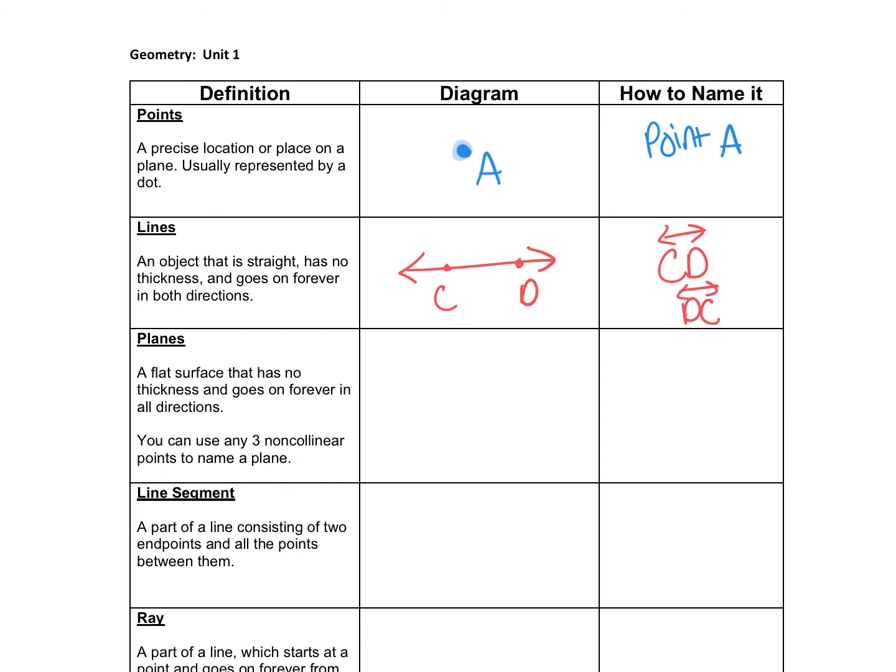A plane is a flat surface that has no thickness and goes on forever in all directions. You can use any 3 non-collinear points to name a plane. So if I were to draw a picture of a plane, and let's say the letters in here would be F, G, and H, then remember you can use 3 letters to name this plane, and this would be called plane FGH. And the order does not matter here either. You could call it HGF or any other order that you would like.